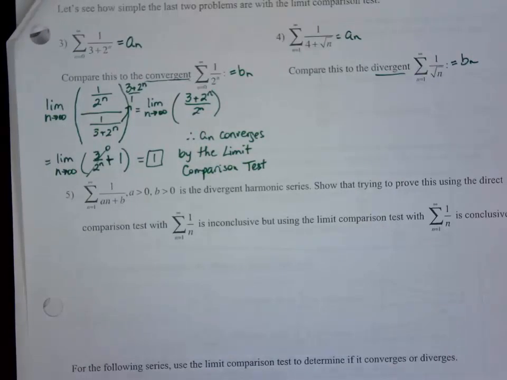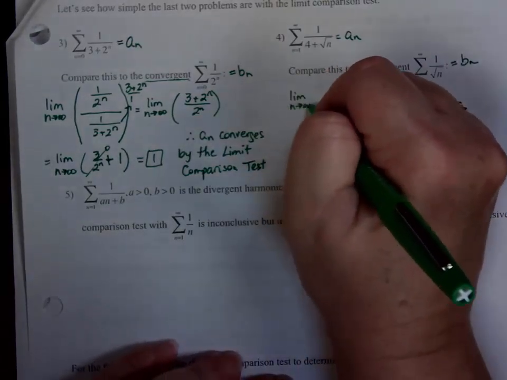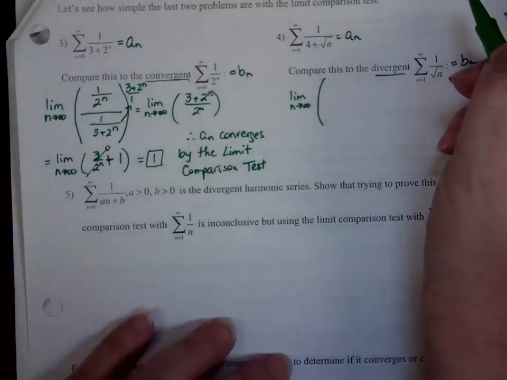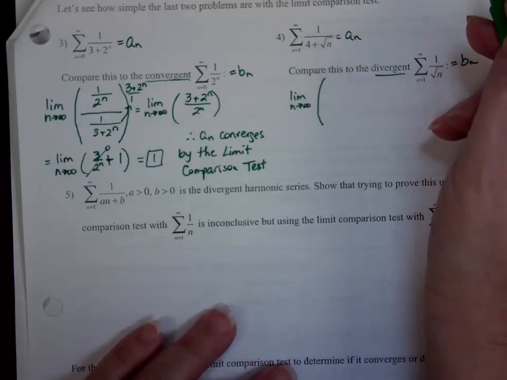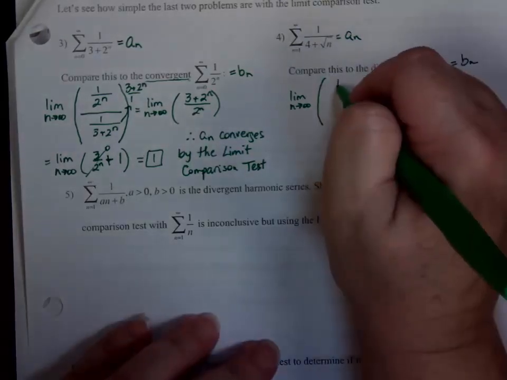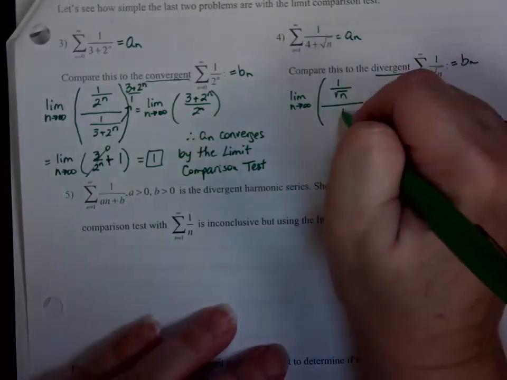We don't care who's on top, who's on the bottom. All we care about is we want to create a fraction that when we clean it up and take its limit, it's going to be a number. So, limit as n approaches infinity, big parentheses. Which one should I put on top based on what I told you a minute ago? 1 over the square root of n. The simpler one goes on top. 1 over the square root of n, then your fraction bar, and then the other one, 1 over 4 plus the square root of n.